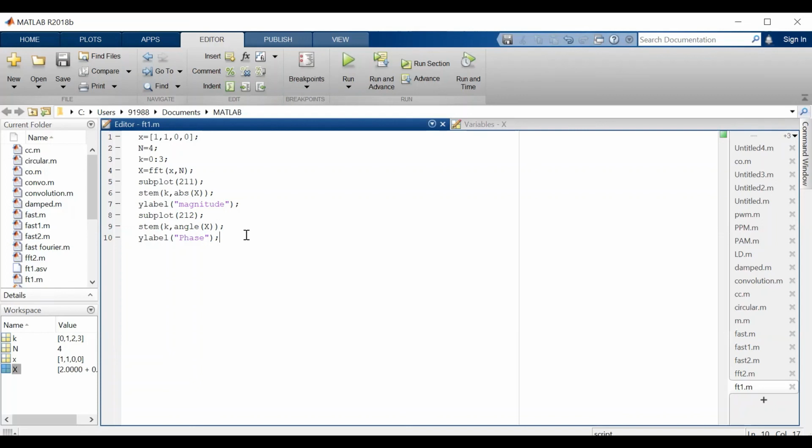So this is the MATLAB code for DFT. I hope you understood. Thank you.